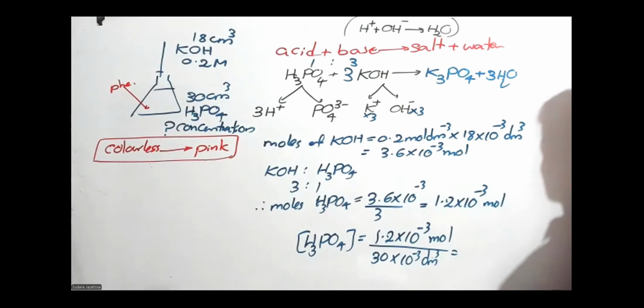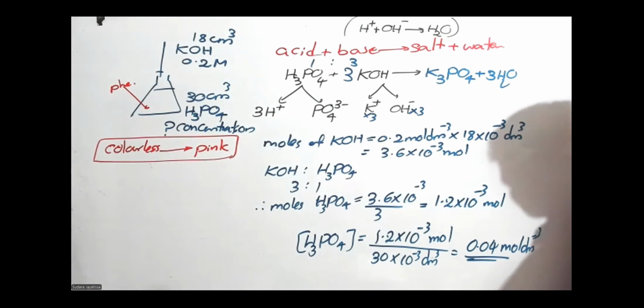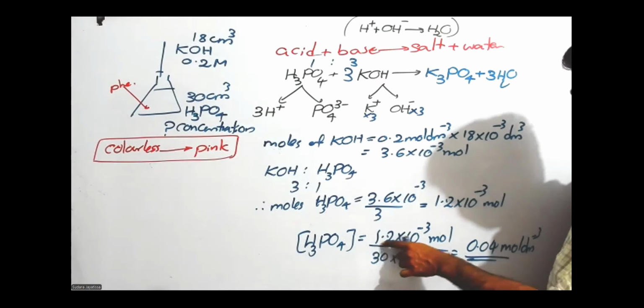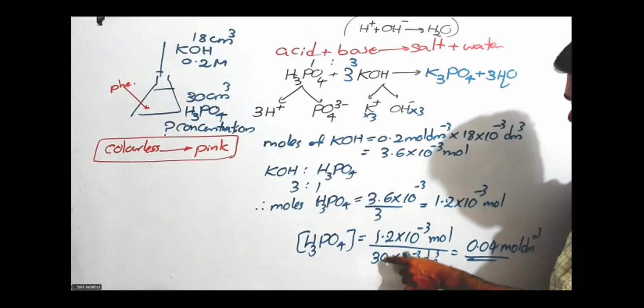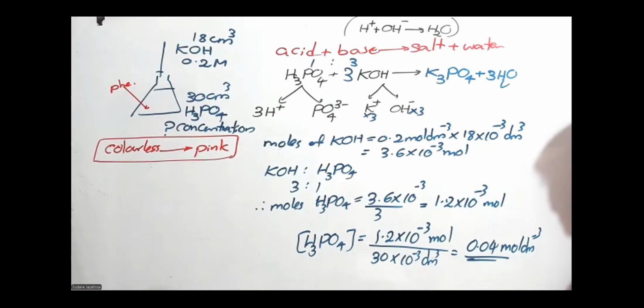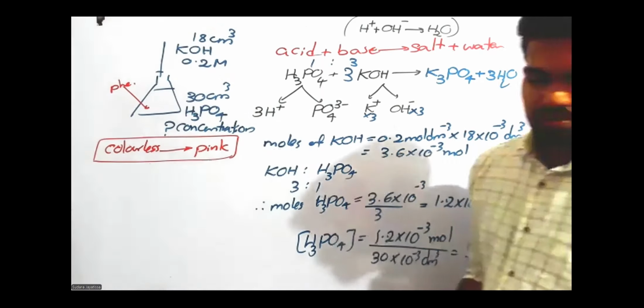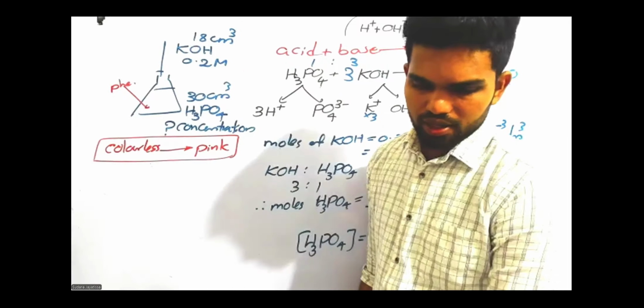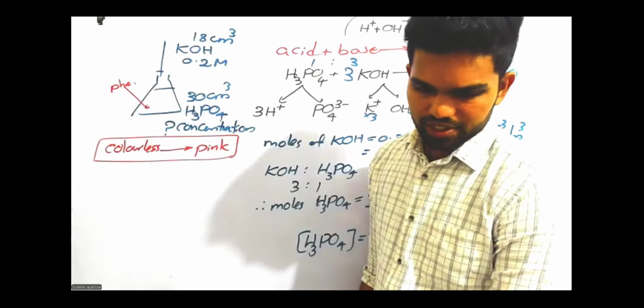Okay, so 0.12, 0.04 moles per decimeter cube. If you divide this one by 3, 0.4 is there. If you divide it again by 10, 0.04 will be there. Is that clear? The answer is answer 1. Right, now let's go to the next question.